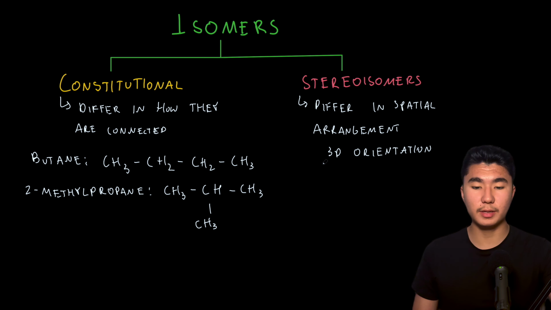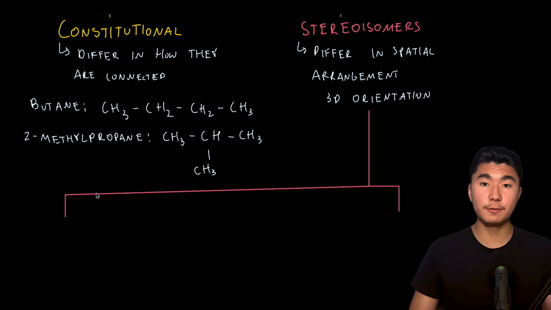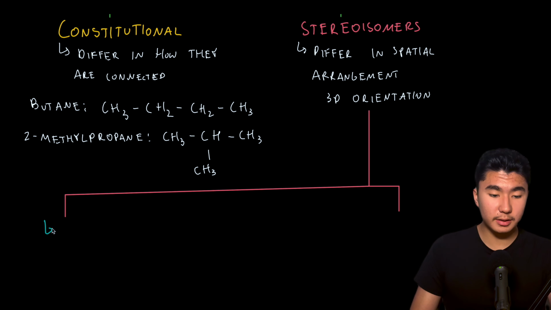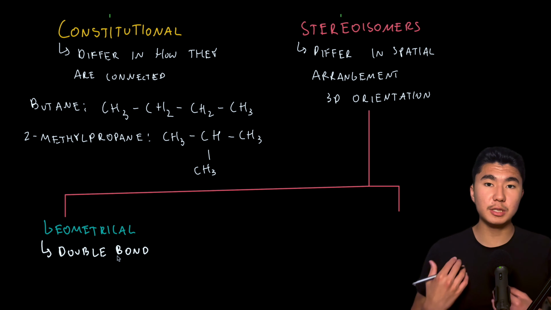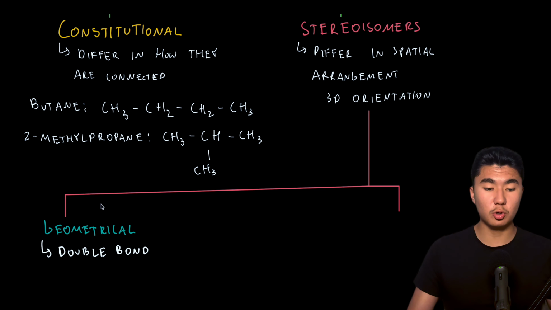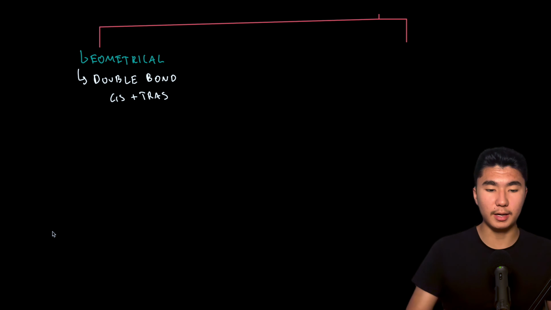So if we scroll down to talk about our stereoisomers, we're going to have two different stereoisomers. The first one is geometrical. And in this stereoisomer, we're going to have a double bond that restricts the rotation of our molecules, creating cis and trans configurations.